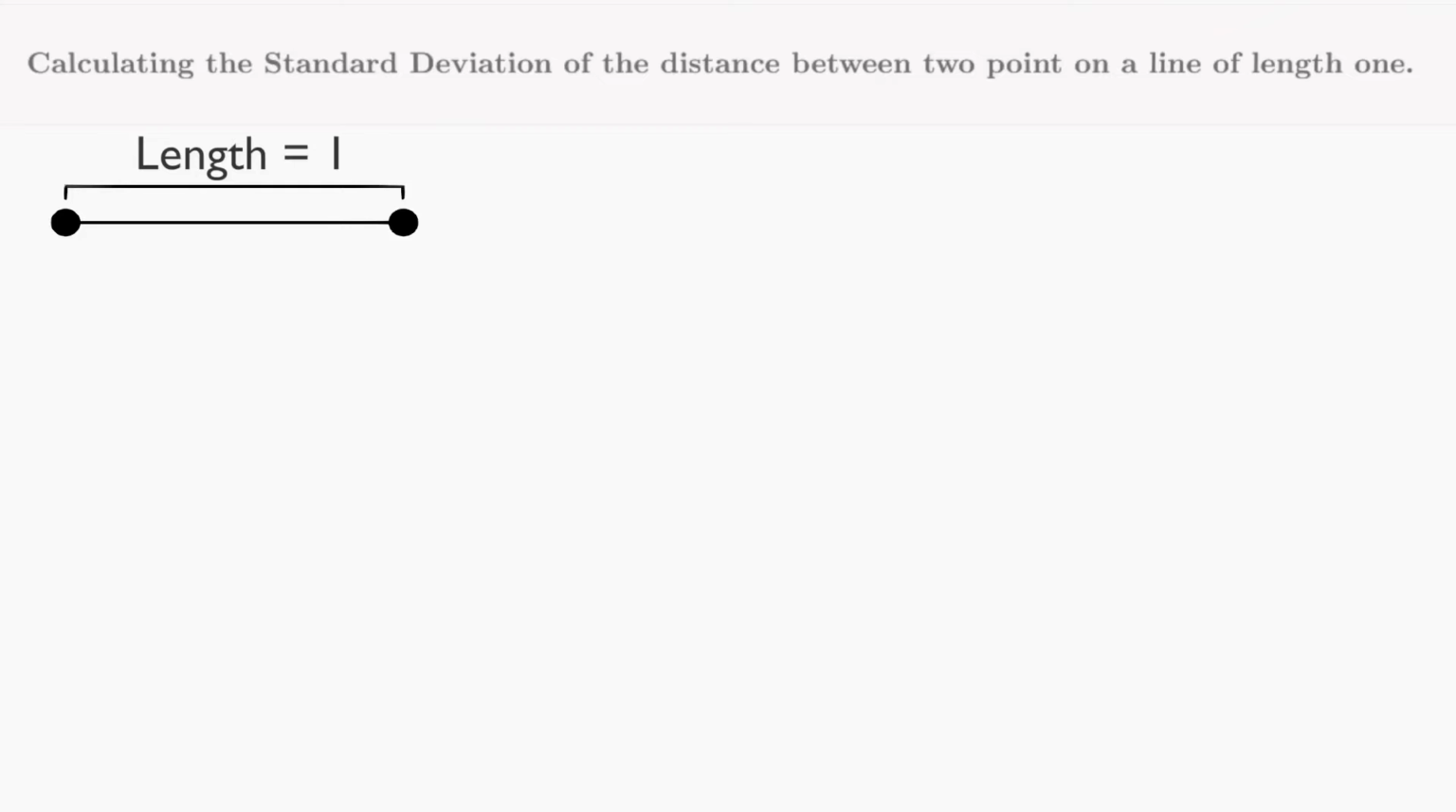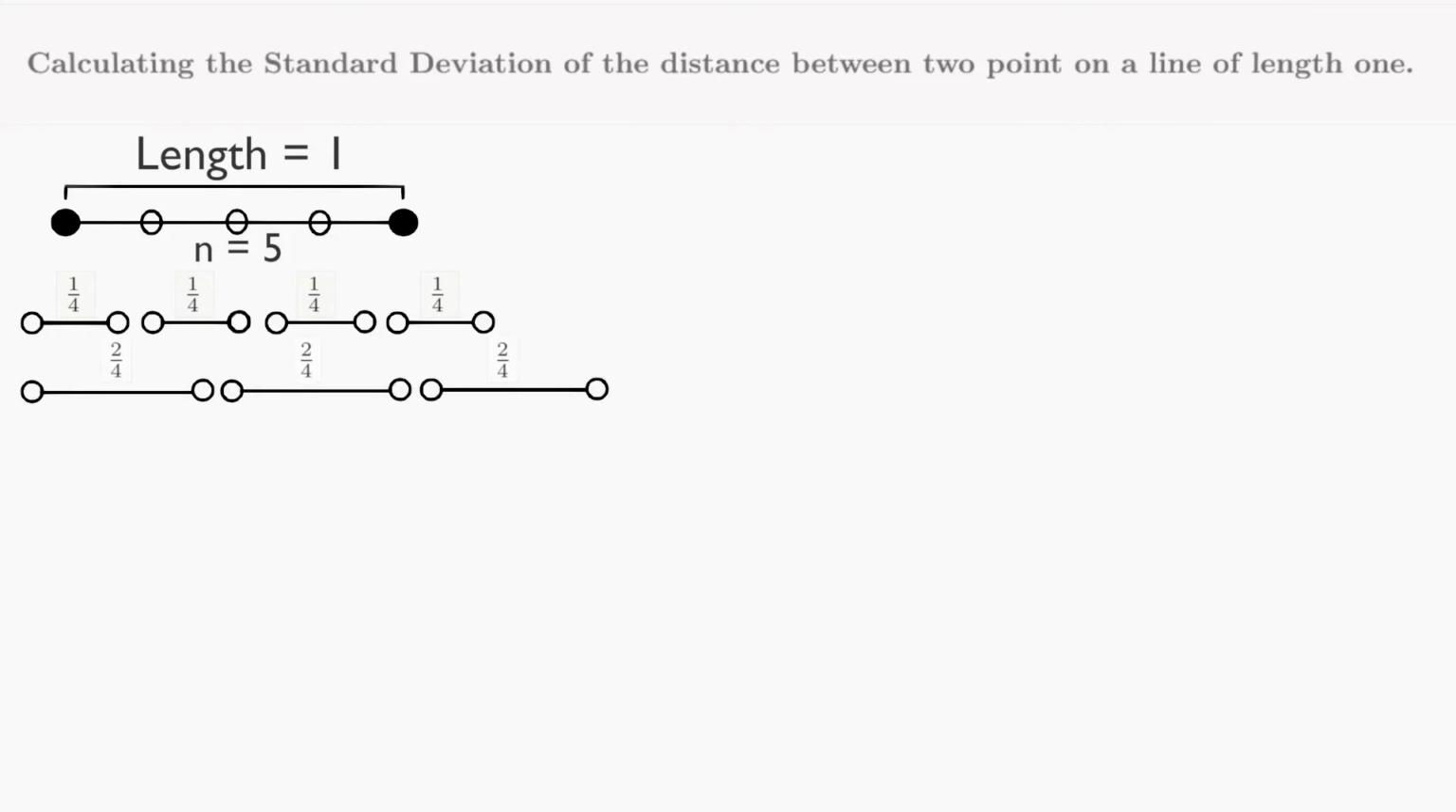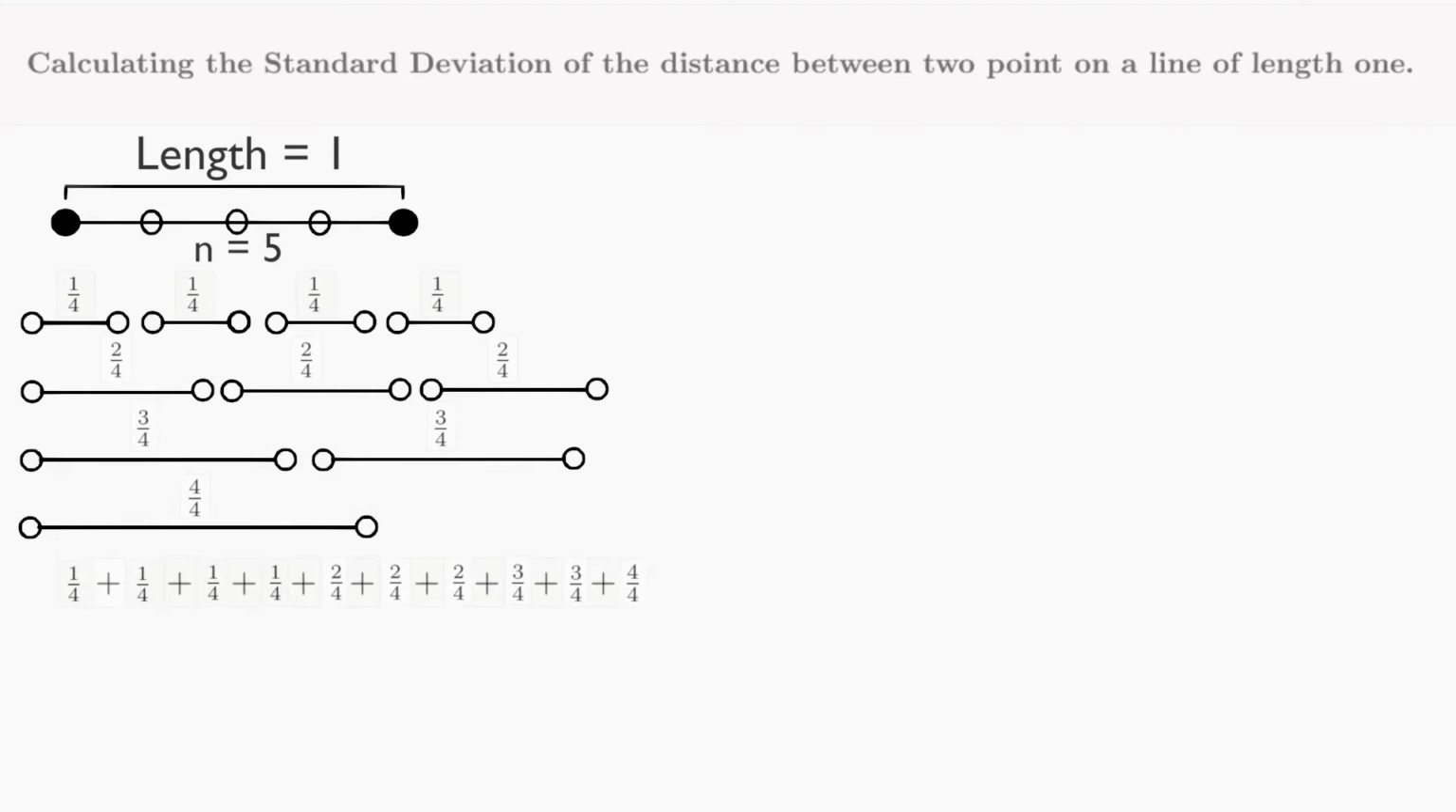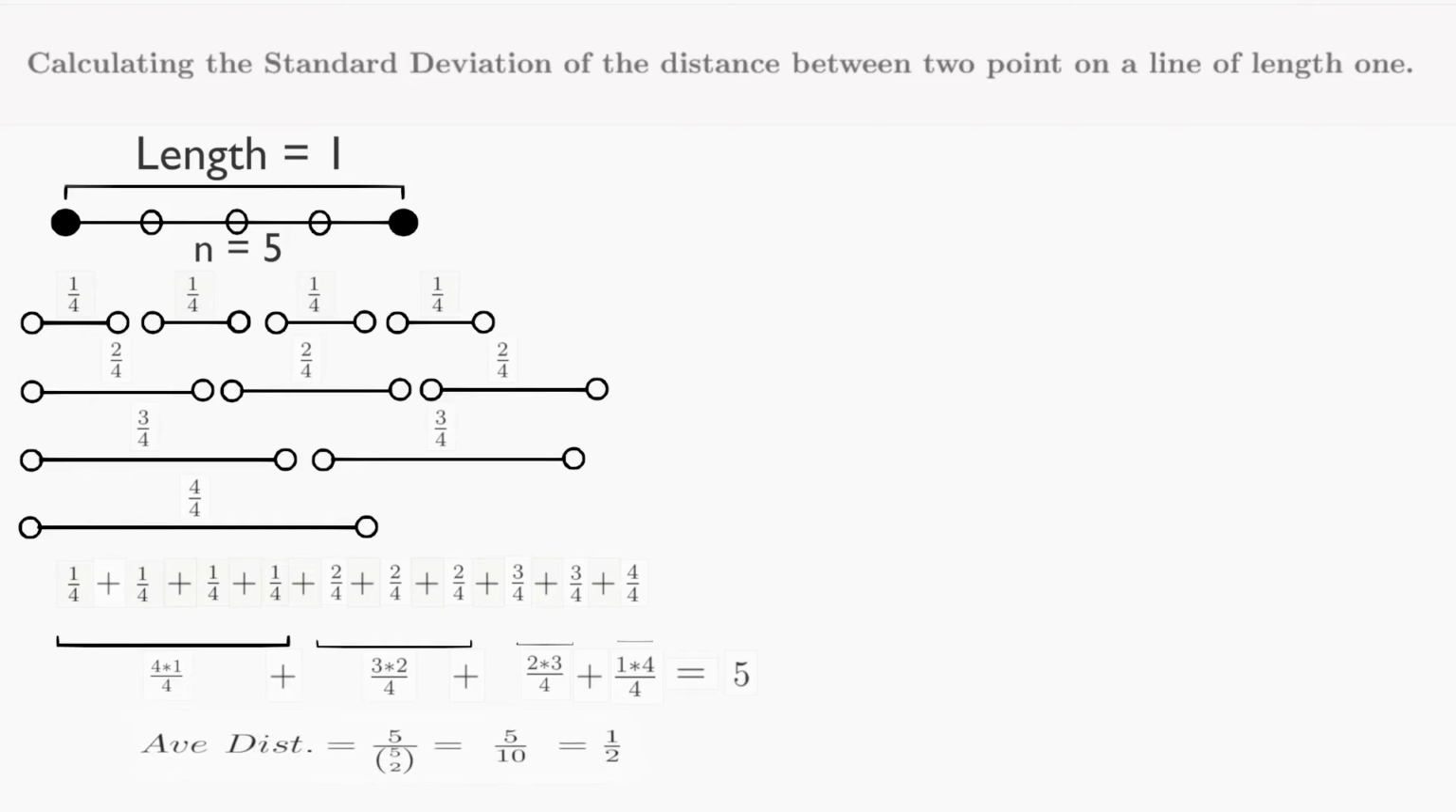Here's a quick example of how we were able to calculate the average distance between 2 points on a line. We have n evenly spaced points. Then we take all subintervals on that line and add up all the distances and then divide by the total number of intervals, and that gives us the average distance for when we have n evenly spaced points. In this example, we have n equals 5, and our average distance we can calculate out to be 1/2.